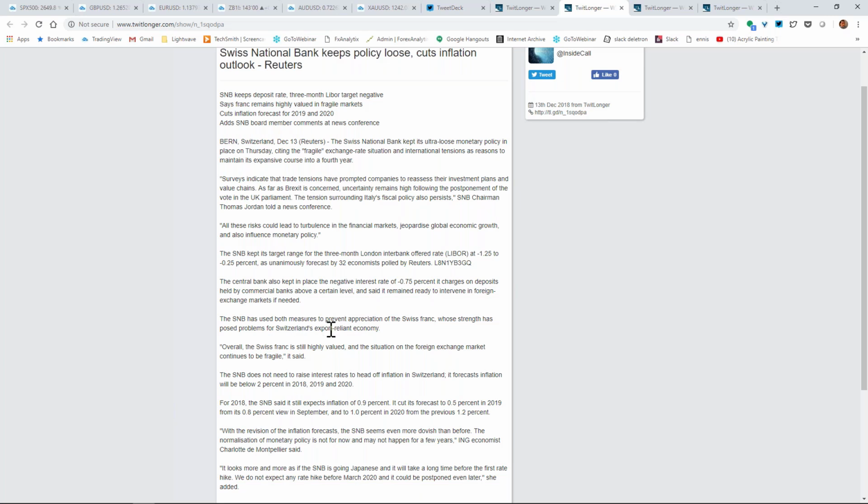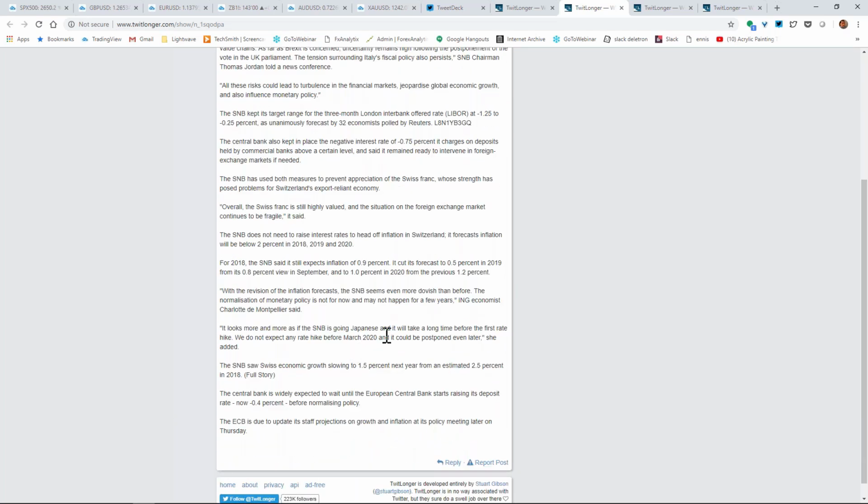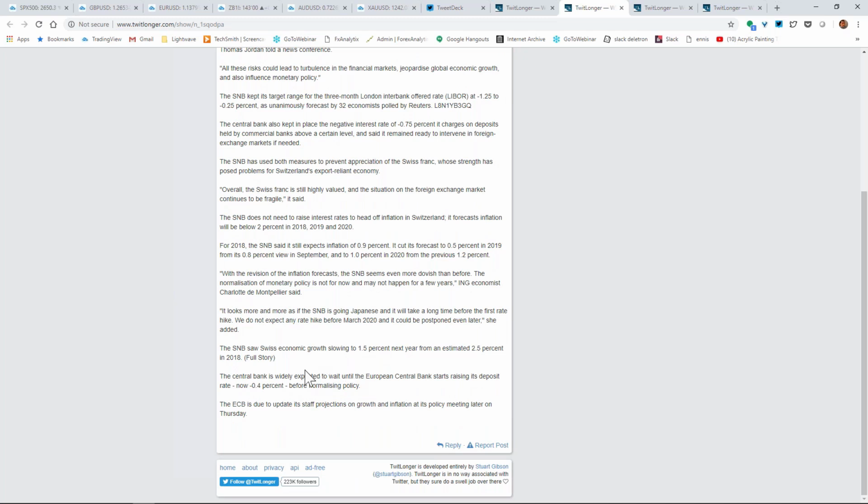The SNB has used both measures to prevent appreciation of the Swiss franc, whose strength has posed problems for Switzerland's export-reliant economy. Overall, the Swiss franc is still highly valued, and the situation in the foreign exchange market continues to be fragile. With the revision of the inflation forecast, the SNB seems more dovish than before. The normalization of monetary policy is not for now and may not happen for years, ING economist Charlotte Montpellier said. It looks more as if the SNB is going Japanese, and it would take a long time before the first rate hike. We do not expect any rate hike before March of 2020. The SNB saw Swiss growth slowing to 1.5%. The central bank is widely expected to wait until the ECB starts raising its deposit rate.